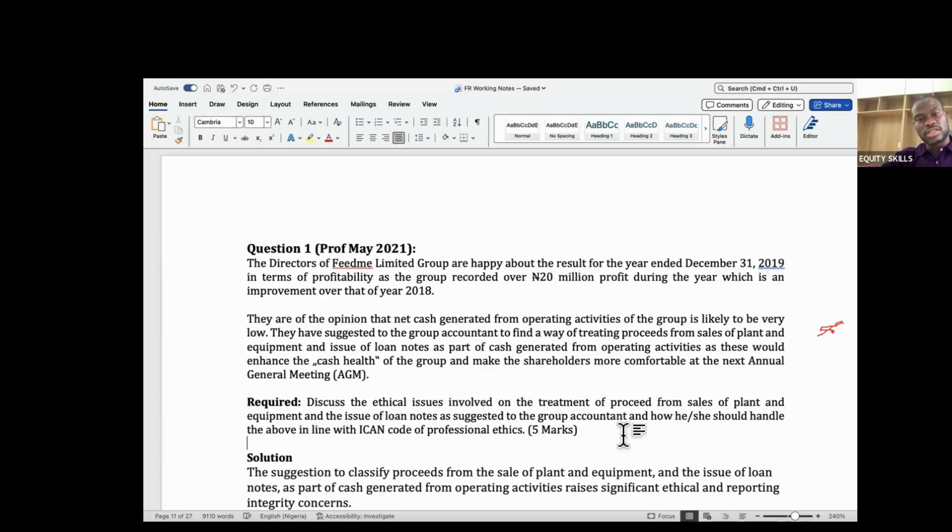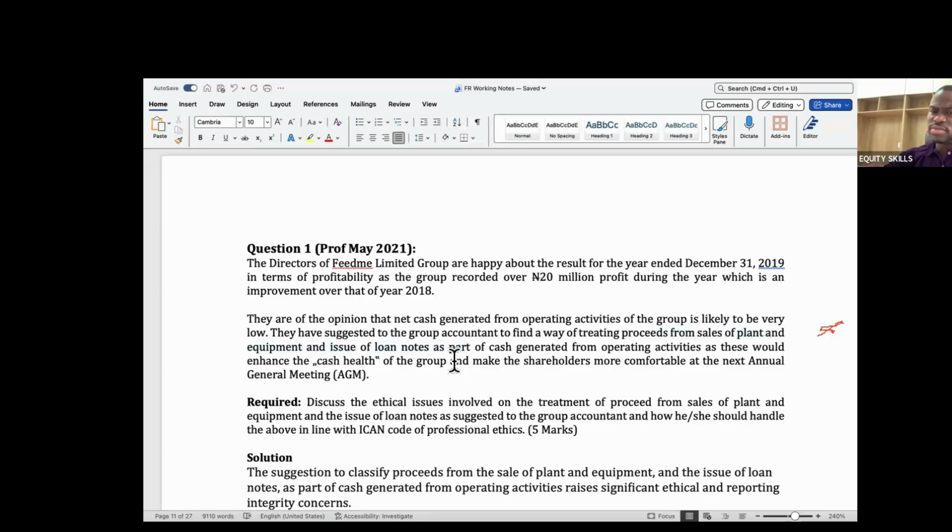In this case, the issue is that the directors are suggesting to the group accountant that you should treat proceeds from sales of plant and equipment and issue of loan notes as part of cash generated from operating activities. They said it would enhance the cash health of the group and make the shareholders more comfortable.